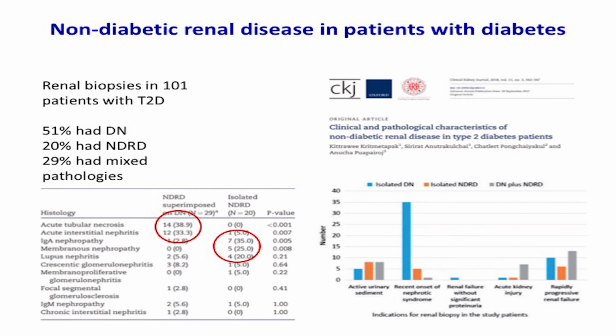If we look at the table on the left, the commonest conditions found in renal biopsies that don't show any evidence of diabetic nephropathy are various types of glomerular disease: membranous, lupus, and IgA. Superimposed on diabetic nephropathy, the commonest lesions are tubulointerstitial nephritis and acute tubular injury.